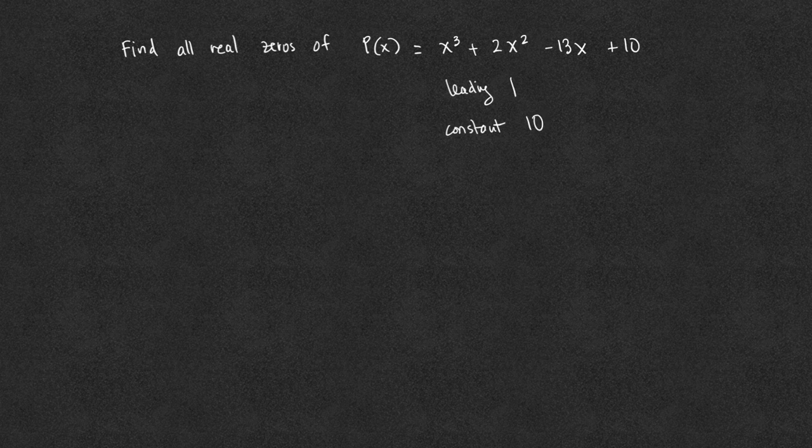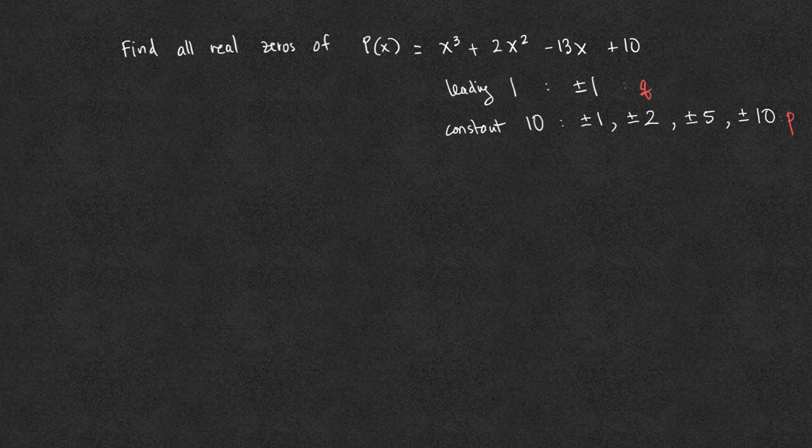The leading coefficient 1 has factors plus or minus 1: 1 times 1, or negative 1 times negative 1. The constant coefficient 10 has factors plus or minus 1, plus or minus 2, plus or minus 5, and plus or minus itself. The factors are basically the divisors of the number. Any factor of the leading coefficient is called Q, and any factor of the constant coefficient is called P.